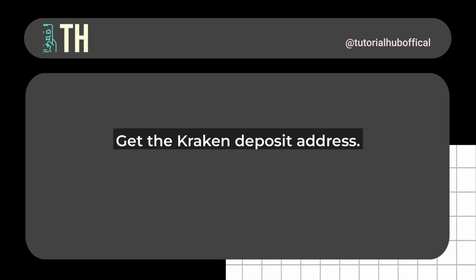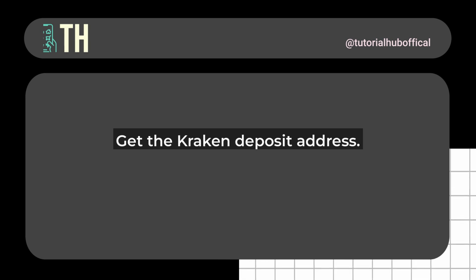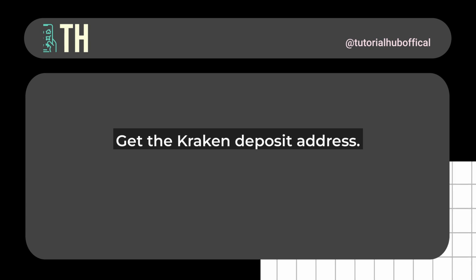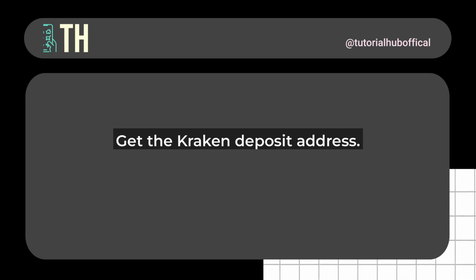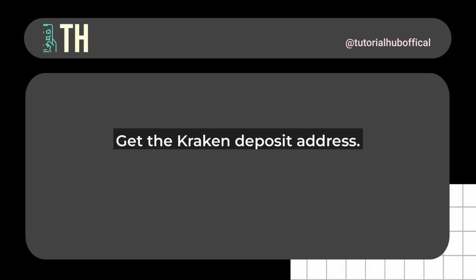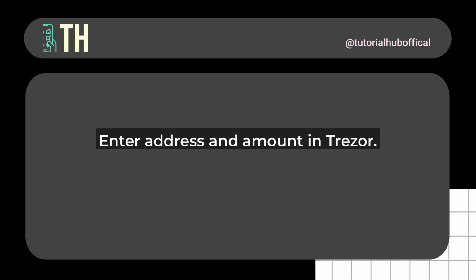Step 3. Log into your Kraken account on their website or app. Go to the Deposit section, select Avalanche, and generate or copy the deposit address. Pro tip: always verify this address twice to avoid costly mistakes. Crypto transfers are irreversible.